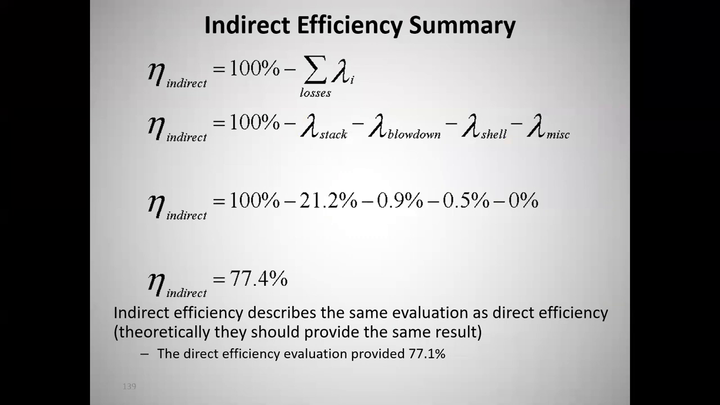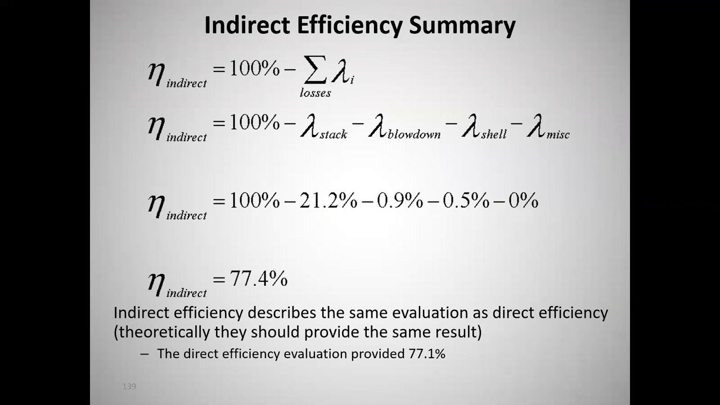Okay. So our summary on indirect efficiency is 100% minus the summation of all of the losses that we have included in the analysis. So it could be 100% minus a stack loss, blowdown loss, shell loss, maybe other losses that we decided to calculate and include. For this boiler, we did the first three, and if we subtract those off, we get 77.4.